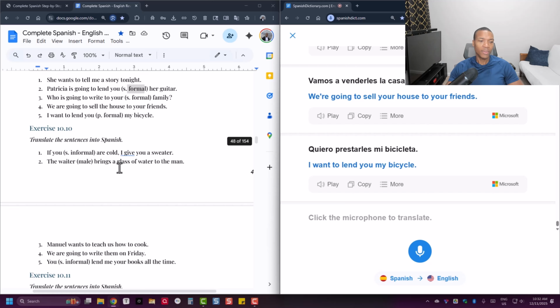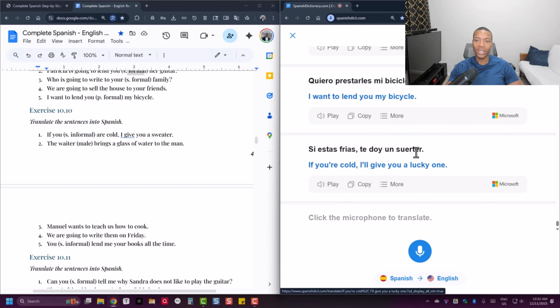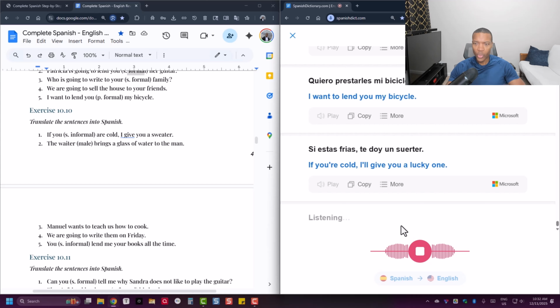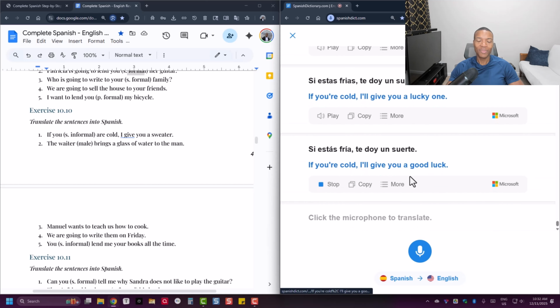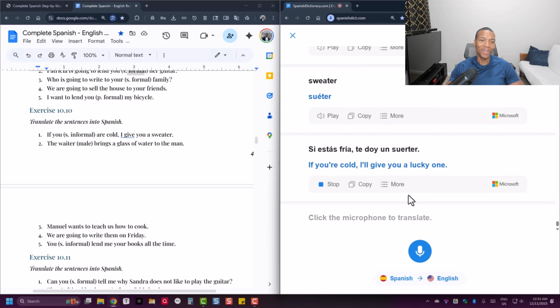All right, exercise 10.10. Five sentences. If you are cold, I give you a sweater. Si estás frías, te doy un suéter. I can't get sweater right. Suéter. Suéter. That's just hard for me to say. Si estás fría, te doy un suéter. If you're cold, I'll give you a sweater.